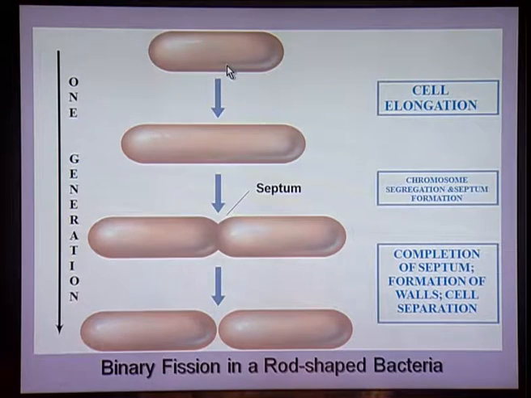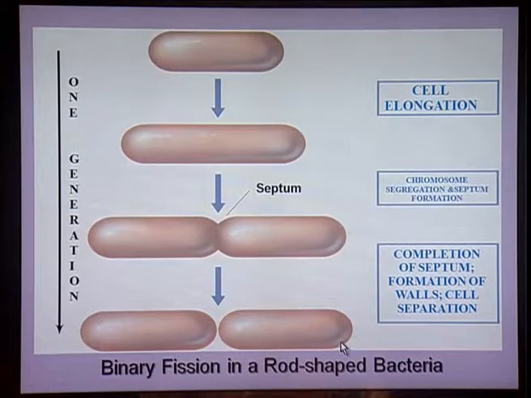First, the cell will elongate. This is of E. coli, a rod-shaped bacteria. Once elongation happens, side by side septum formation will go on, where chromosome segregation will also be taking place, which means chromosomes will be separated into the two cells. Finally, the septum will be completed and the cells will separate by the action of hydrolase, an enzyme.